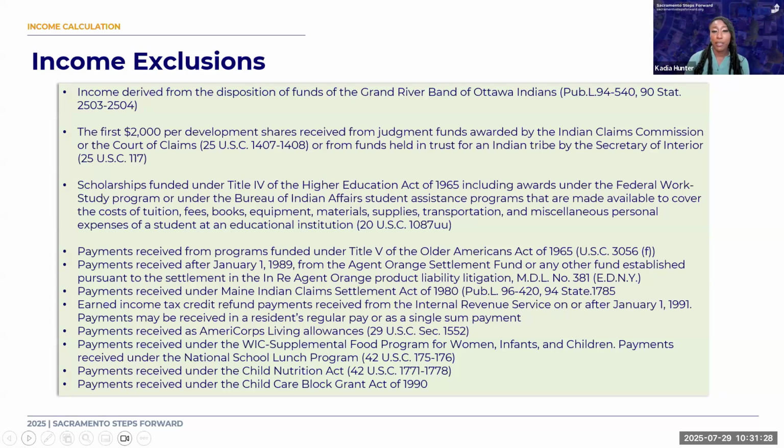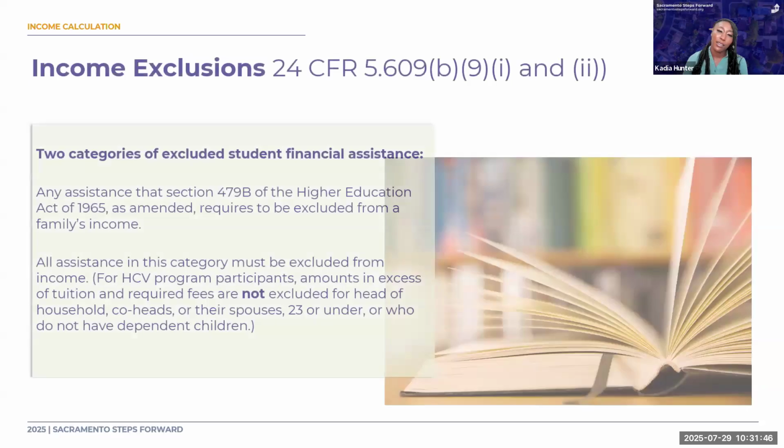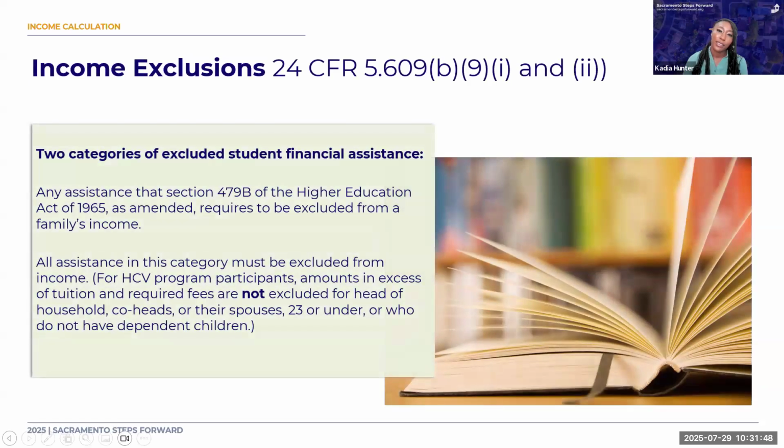For example, a Native American family receiving tribal judgment funds, the first $2,000 is fully excluded, preserving their heritage without income penalties. It's about respecting diverse backgrounds. How might these apply in your cases? Next, we'll zoom in on student financial aid exclusions.